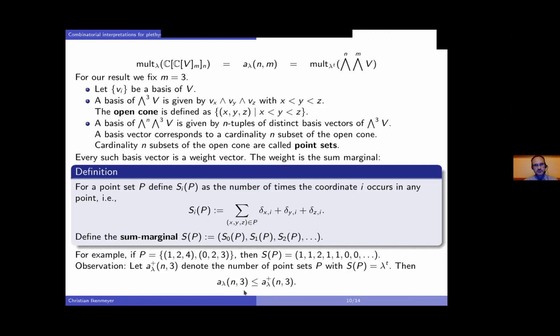So this was the dimension of the highest weight vector space. This is the dimension of the weight vector space. And this has a combinatorial description, counting these point sets. Okay, so there's a combinatorial upper bound now. That's already very good. So we only need a combinatorial lower bound now for this coefficient. And we can also get that in the same type of language. And it's this one here.